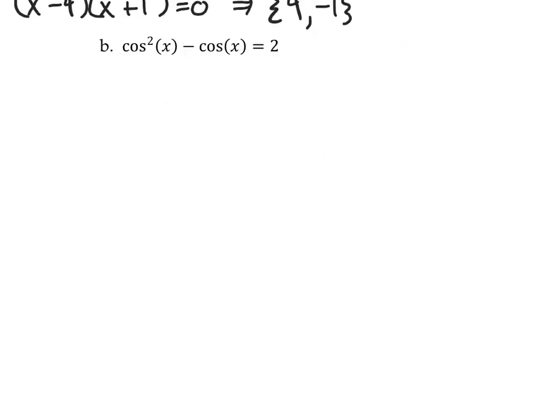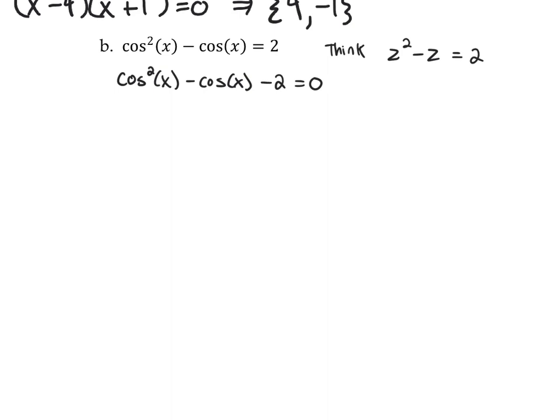Let's look at example B now. So this is another quadratic. It's squared and cosine, but there is also a cosine term. So I can't use the square root property here. What I need to do instead is treat it, so I want you to think like z squared minus z equals 2. That's quadratic in z, equals 2, not equal 0. And we want to get everything to one side, 0 on the other. So for this problem, that would look like cosine squared of x, subtract cosine of x, subtract 2 equals 0.